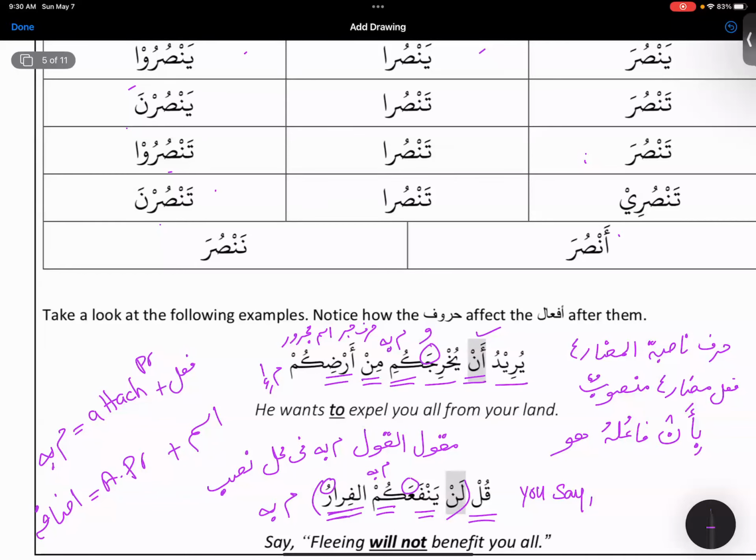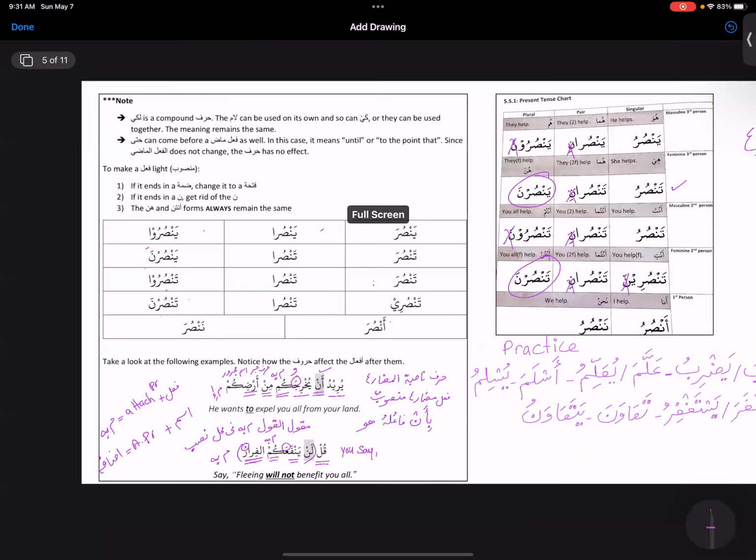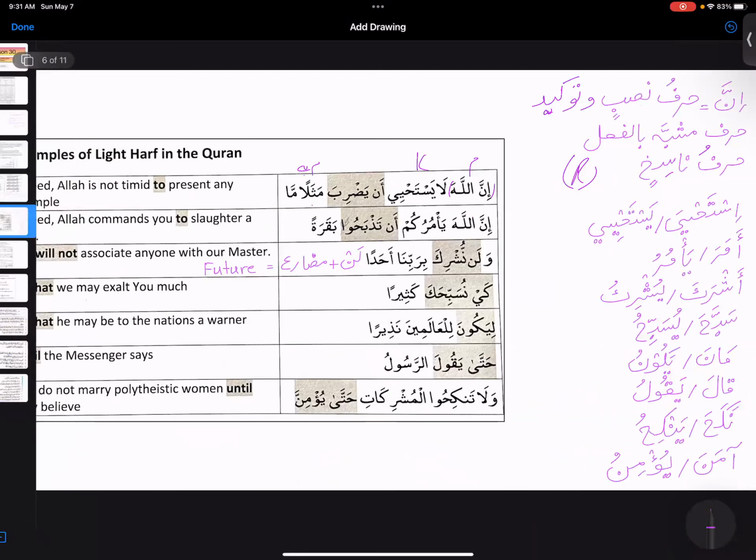We are going to translate firar first. What does firar mean? Fleeing, running away. So say: fleeing will not benefit you all. Running away is not going to help you at all. Can we run from Allah subhanahu wa ta'ala? No. Never. So this is basically what it is saying: fleeing will not benefit you all at all. Subhanallah, you guys have got this far, alhamdulillah.